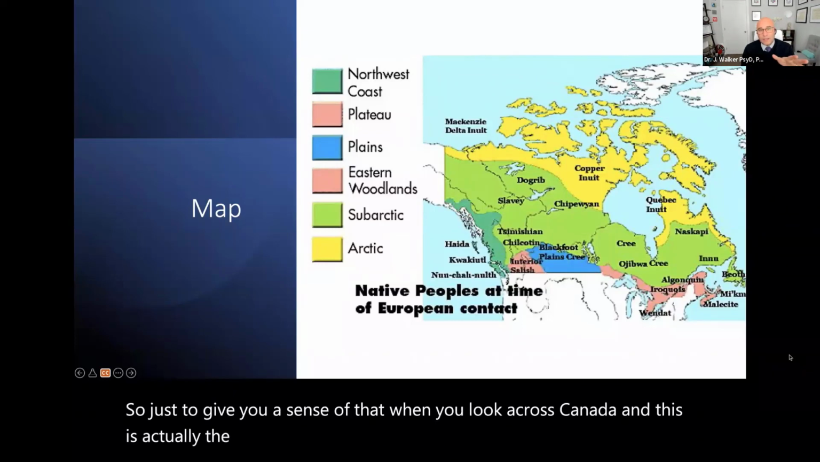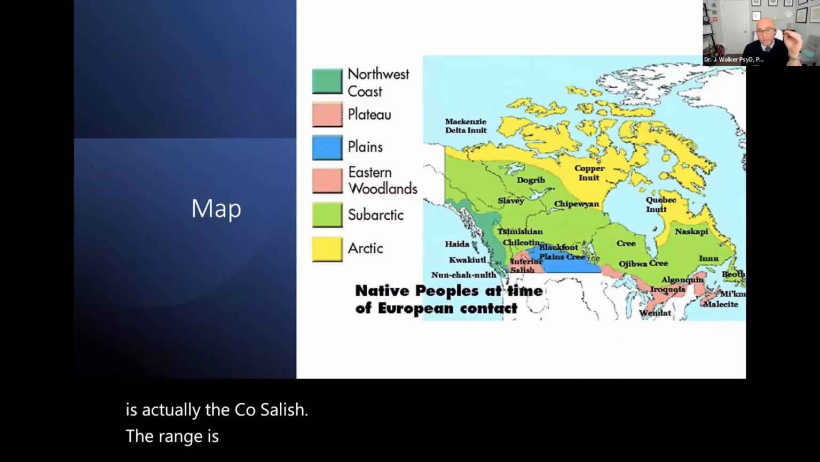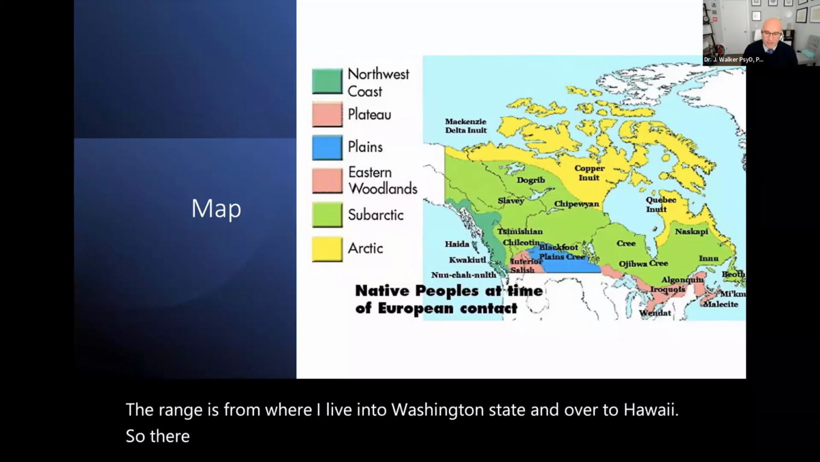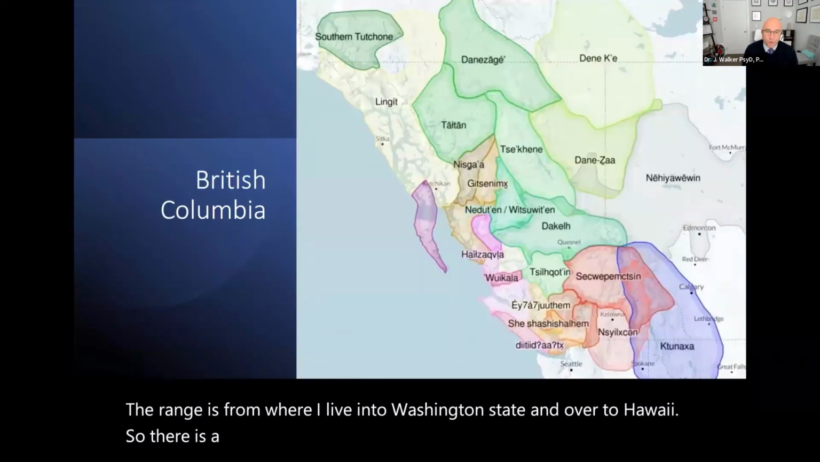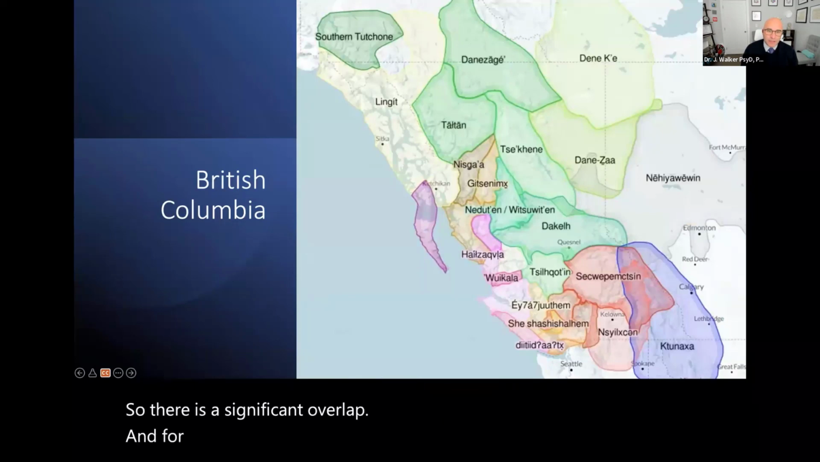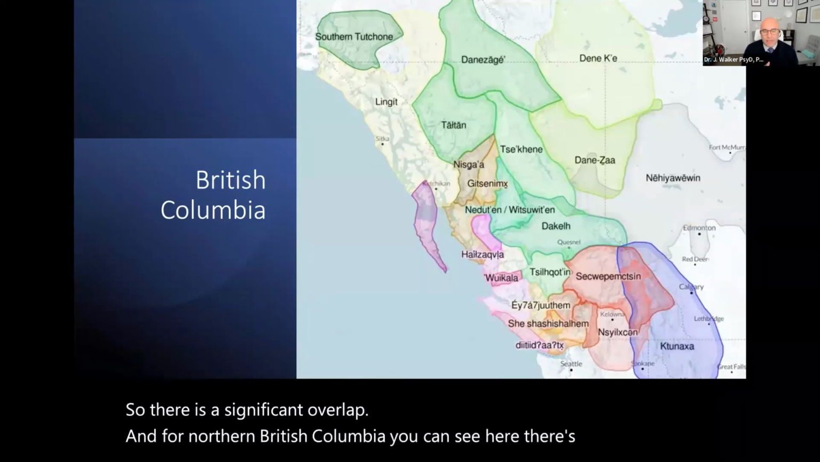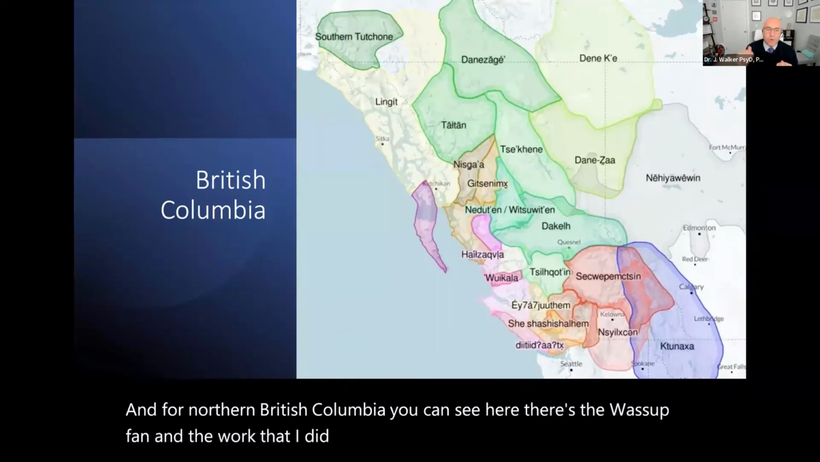the range is from where I live, well into Washington State and over to Hawaii. So there is a significant overlap. And for northern British Columbia, you can see here, there's the Wet'suwet'en, and the work that I did was far north of the Coast Salish people.